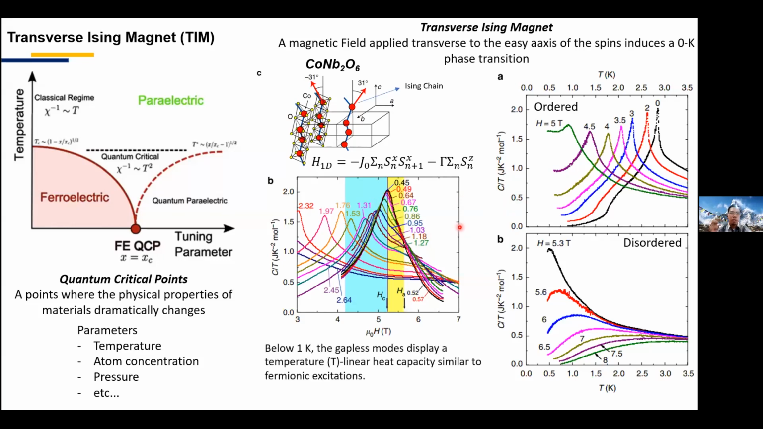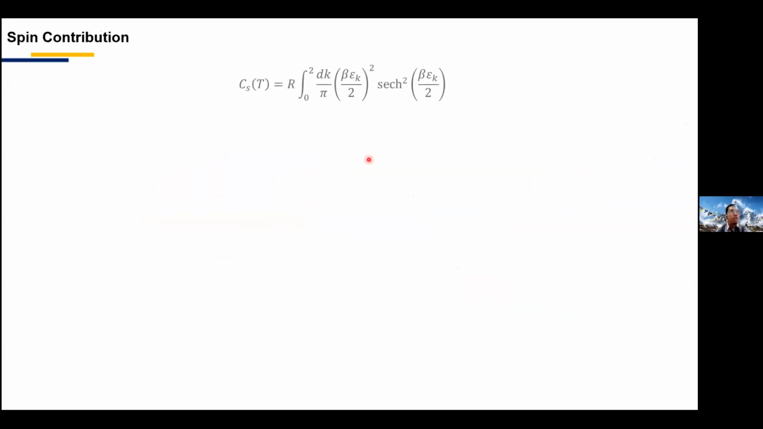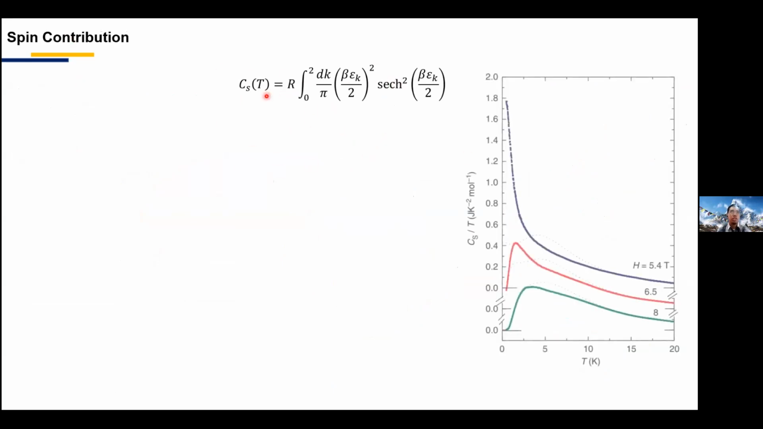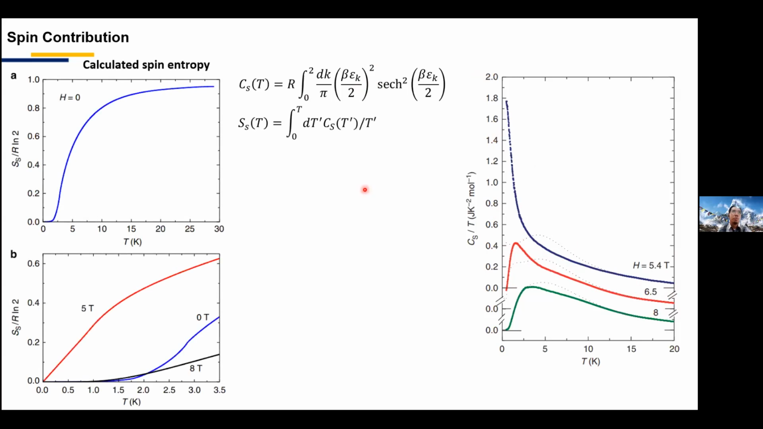There is also a unique property: below 1 Kelvin, the gapless modes display a temperature-linear heat capacity similar to the fermionic excitation. So how do we see the contribution of spin here? The spin contribution should be calculated by using these equations. By analyzing the specific heat capacity with the variation of temperature, we can see that these models, drawn by the dashed line, could fit the experimental data that we obtained.